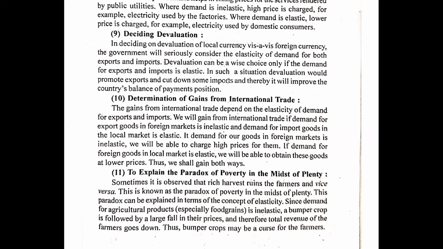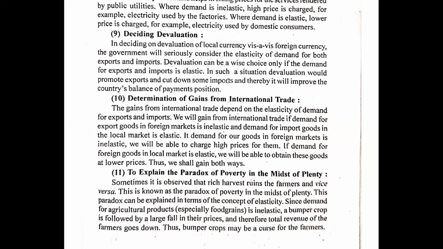So when the products are quite elastic, meaning when the price of the product falls, people will demand more, the demand for the product will increase. So when the products are quite elastic, the government can decide on devaluation of the currency, and by devaluation, the government will be able to export more goods, because the people of other countries get cheaper products compared to before, compared to the price of products in other countries.